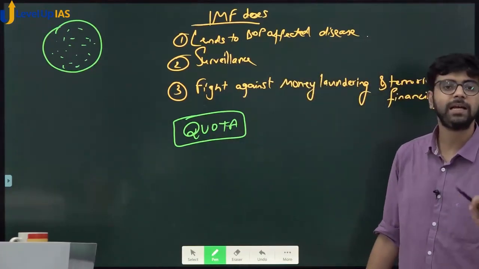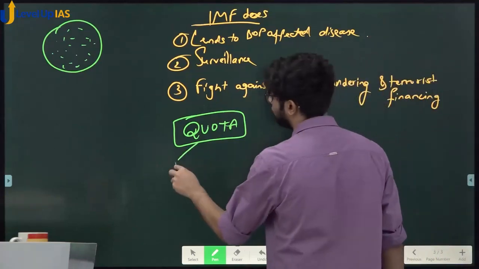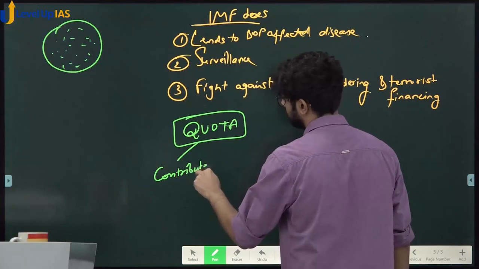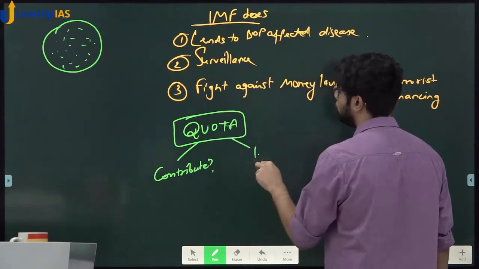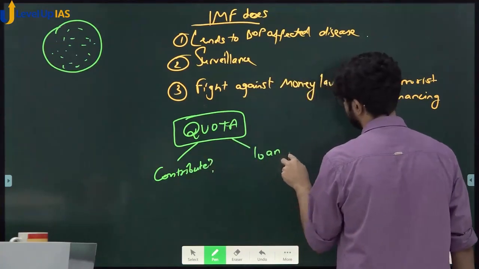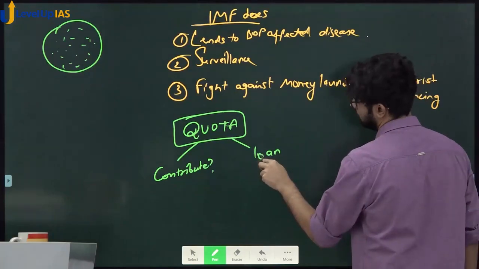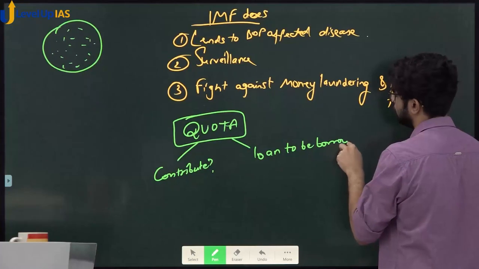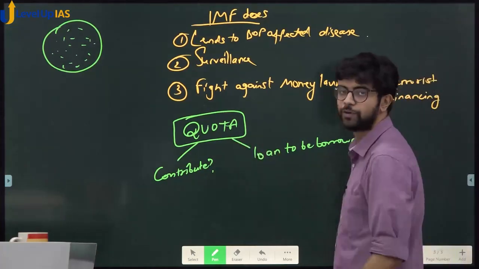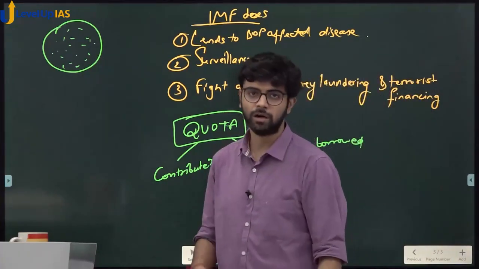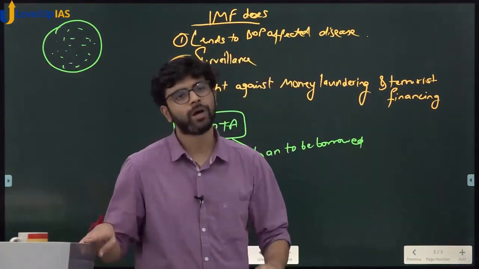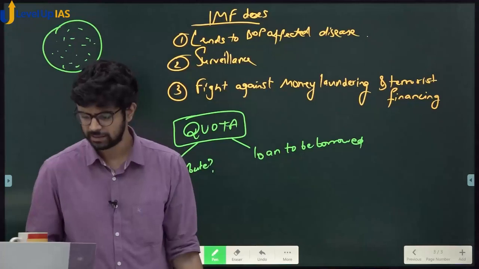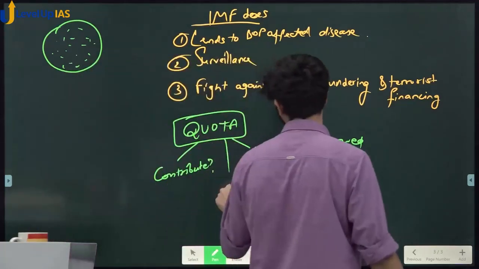So three things are dependent on quota. How much to contribute to the IMF? Theek hai? How much loan can we borrow? That also depends on quota. Yes or no? See, normally it is a multiple of quota. So if your quota is, let's say, 2 million dollars, you can borrow up to 2 times that. So $4 million you can borrow. Aisa. Theek hai? And most important, beech mein.